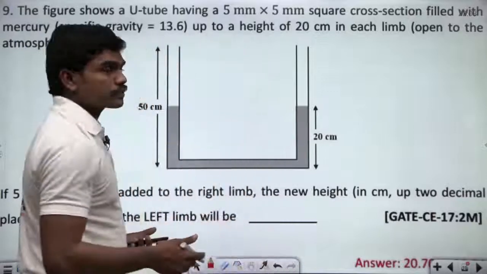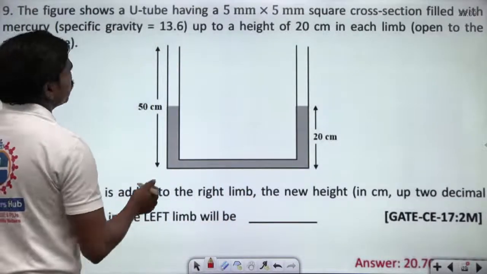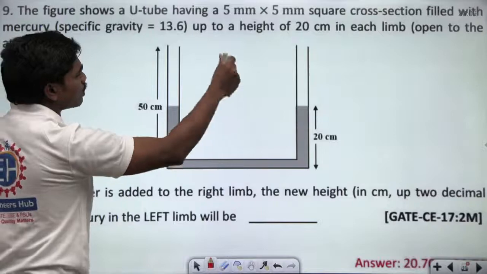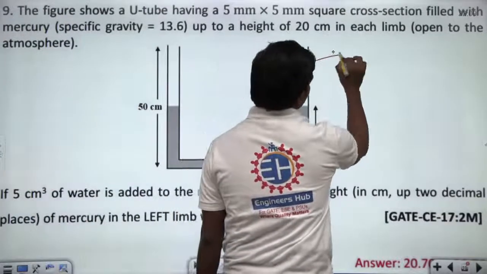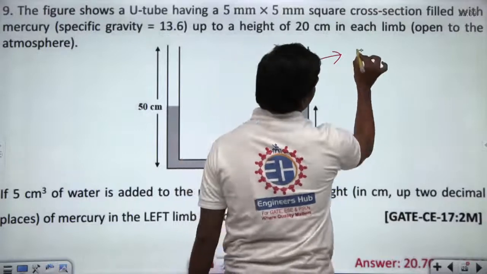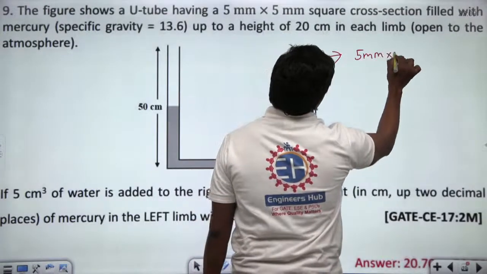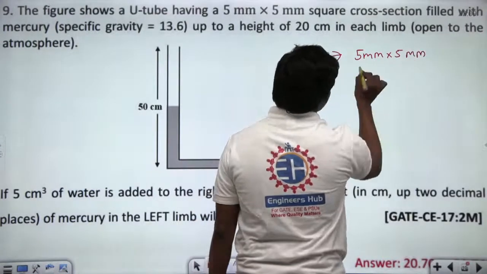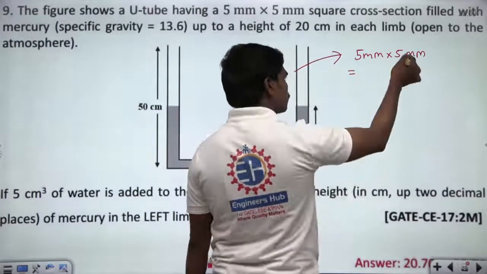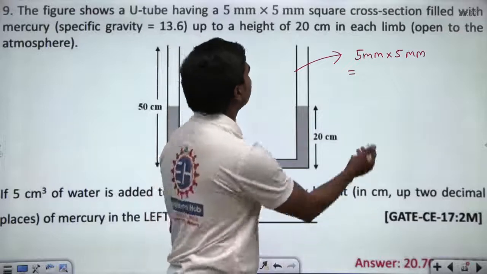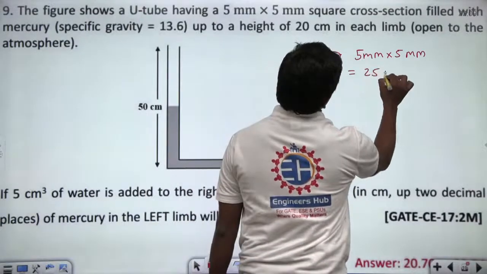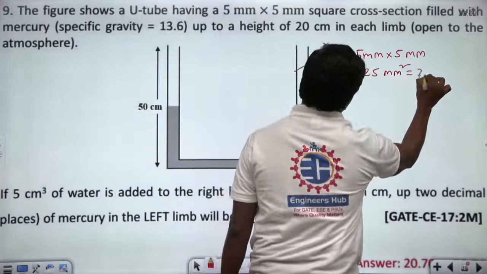Okay, so let us try to solve this question. The figure shows a U-tube having a 5 mm by 5 mm square cross section filled with mercury. So basically this tube, the cross section is given, it's 5 mm by 5 mm. So this value is equal to 25 mm square. So 25 into 10 to the power minus 6 basically. Correct? So 25 mm square, which means 25 into 10 to the power minus 6.